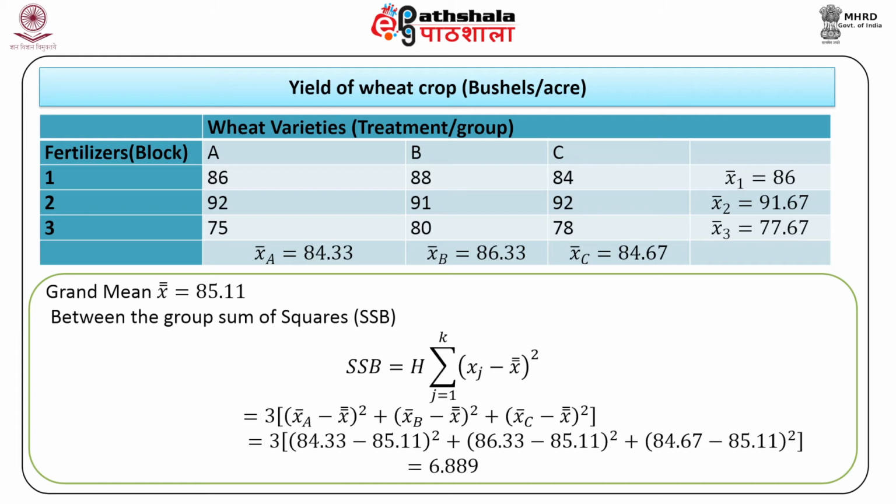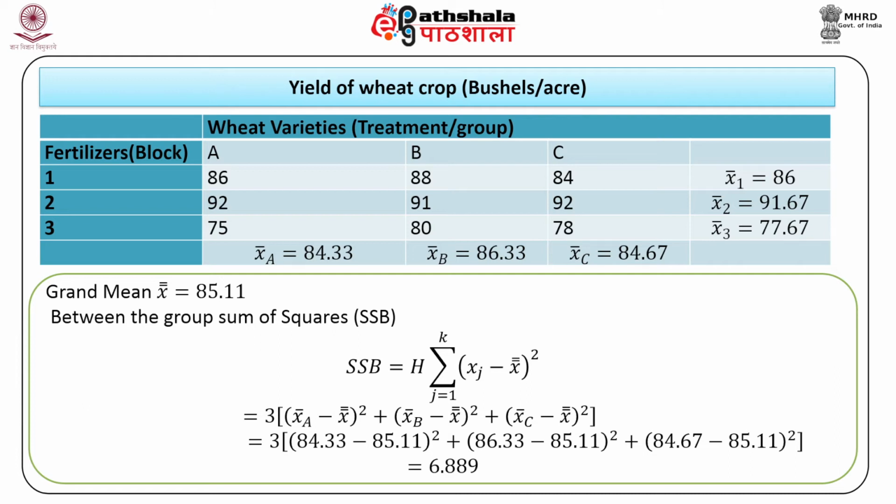In our last row corresponding to each column A, B, C, we have XA bar, XB bar and XC bar corresponding to wheat varieties A, B, C. XA bar is equal to 84.33, which is the mean of 86, 92 and 75, the three values in the column corresponding to wheat variety A. And XB bar is equal to 86.33, XC bar is equal to 84.67. So we have the mean yield corresponding to each variety of wheat, and in the rows we have the mean yield corresponding to each fertilizer or each block.